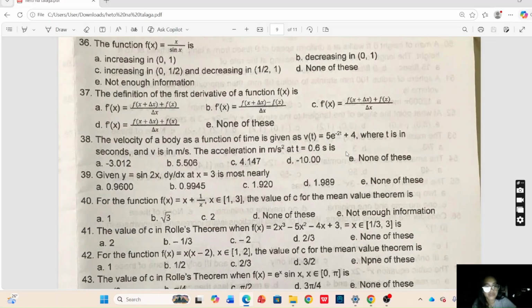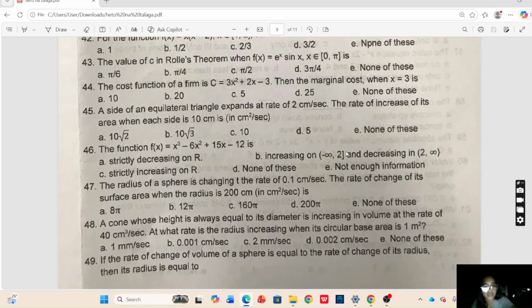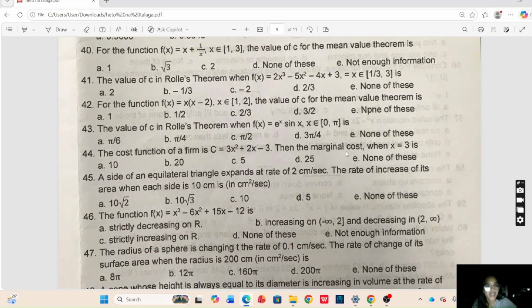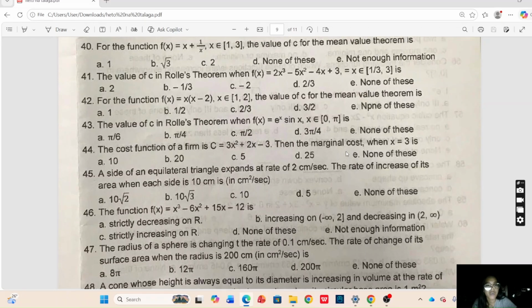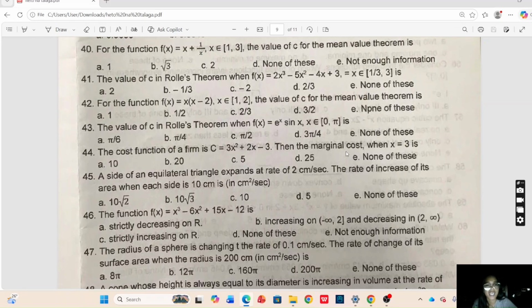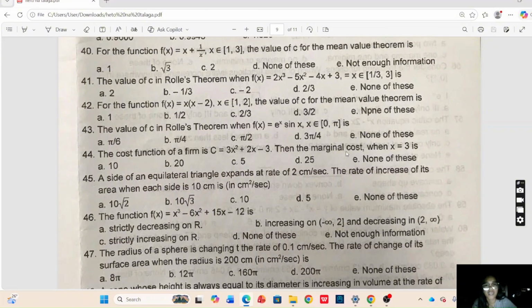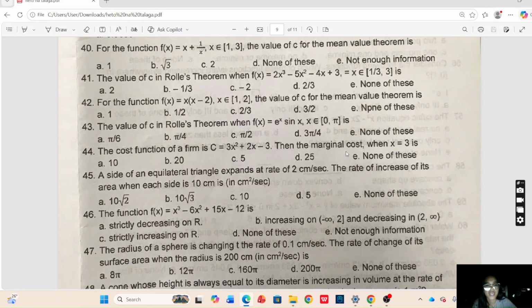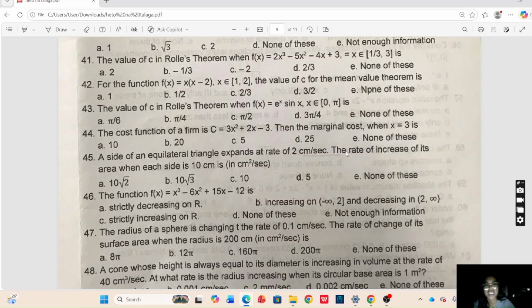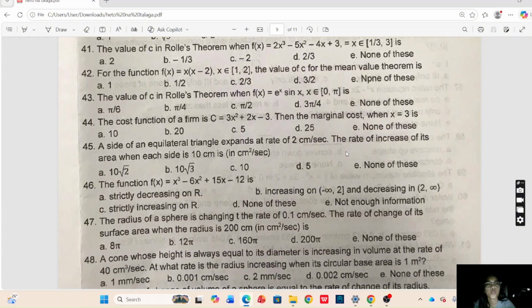So let's have number 40. For the function f of x equals x plus 1 over x, where x is an element of [1, 3], the value of c for the mean value theorem is... So in number 40, we compute the average slope between the interval endpoints and find where the derivative equals the slope. Solving the equation gives the required value of c, which is 2.